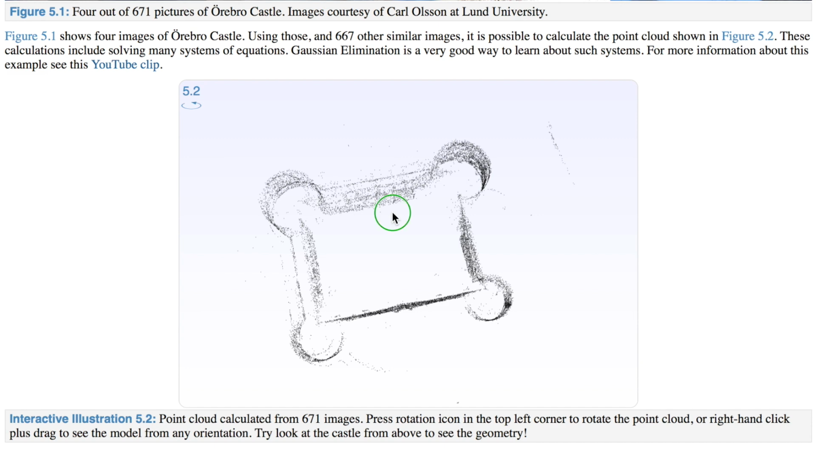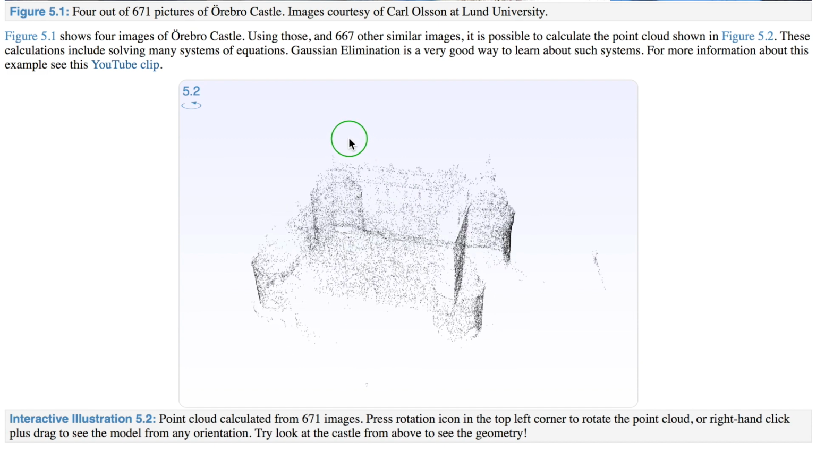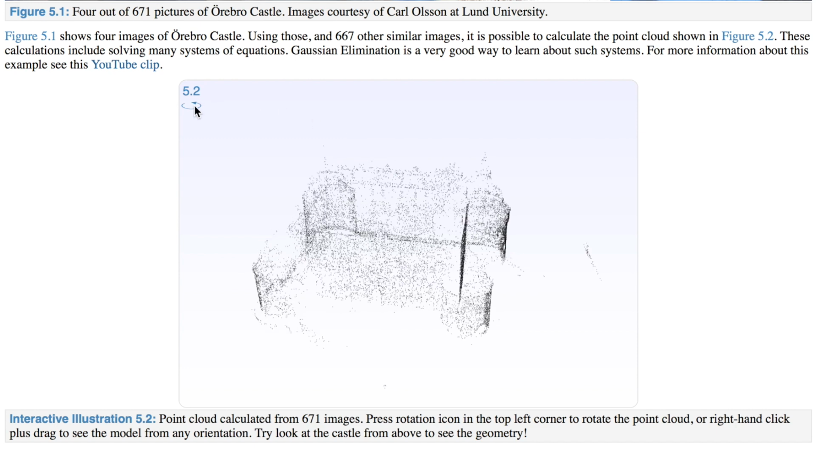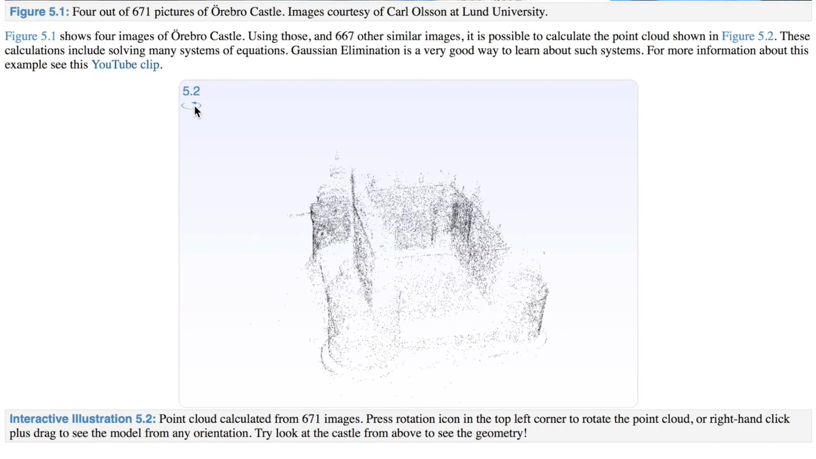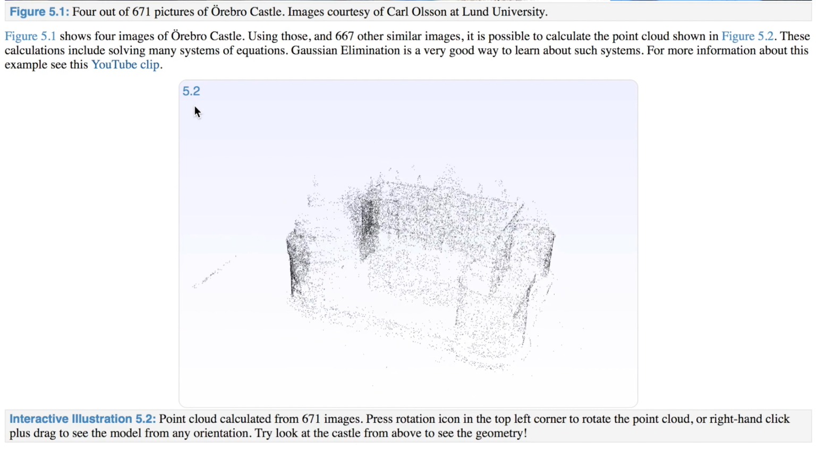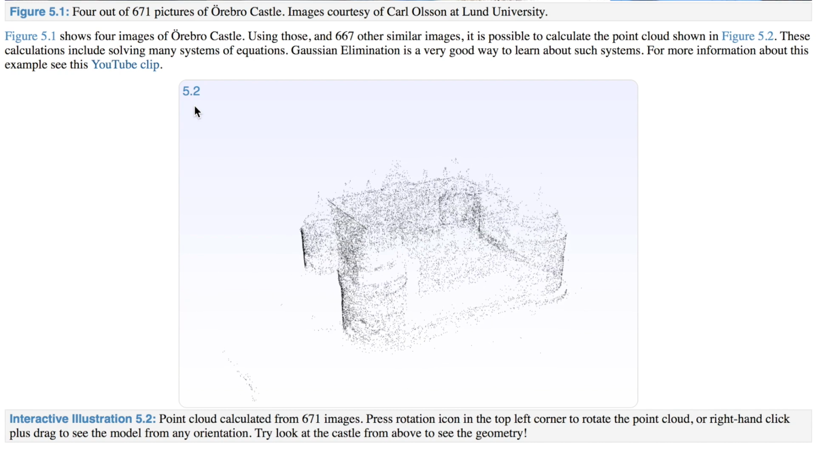So in this chapter, we'll talk about Gaussian elimination, and that is a way to solve systems of linear equations. So we hope that this example from the real world has made you perhaps a little bit more interested in learning about systems of linear equations and Gaussian elimination.